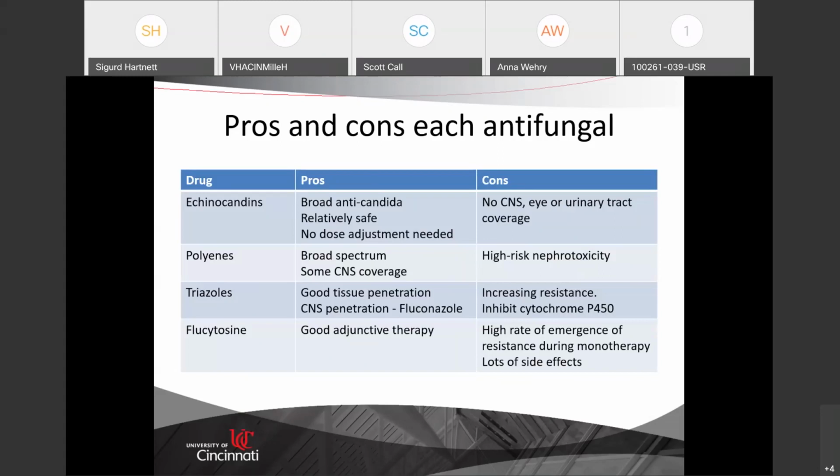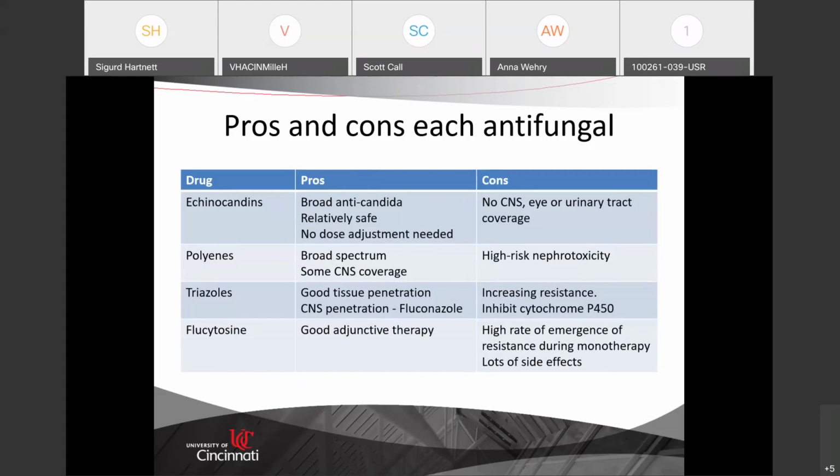Our amphotericin and nystatins, these are broad spectrum coverage. They have some CNS penetration, but they do have a high risk of nephrotoxicity, and they have a lot of other complications. And these are broad spectrum. Like with antibiotics, where we don't want to treat people with broad spectrum antibiotics, we don't want to treat people with broad spectrum antifungals either unless we need to.